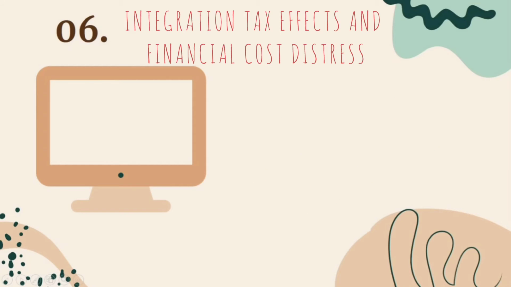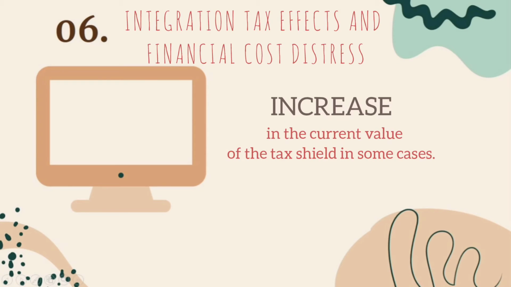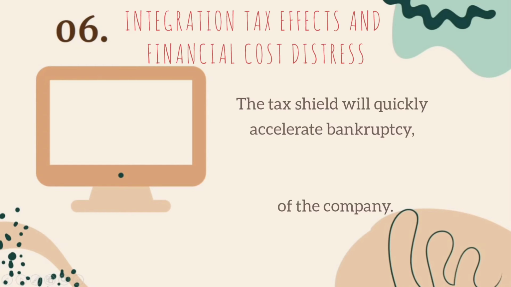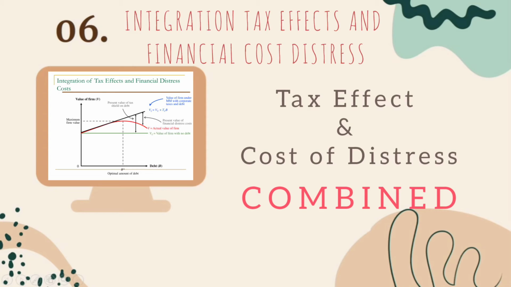As a result, every modest increase in debt value will raise the current value of this cost. It will be accompanied by an increase in the current value of the tax shield in some cases. The tax shield will quickly accelerate bankruptcy, resulting in a devaluation of the company. Above is the graph which shows how tax effects and the cost of financial difficulty or distress are combined.